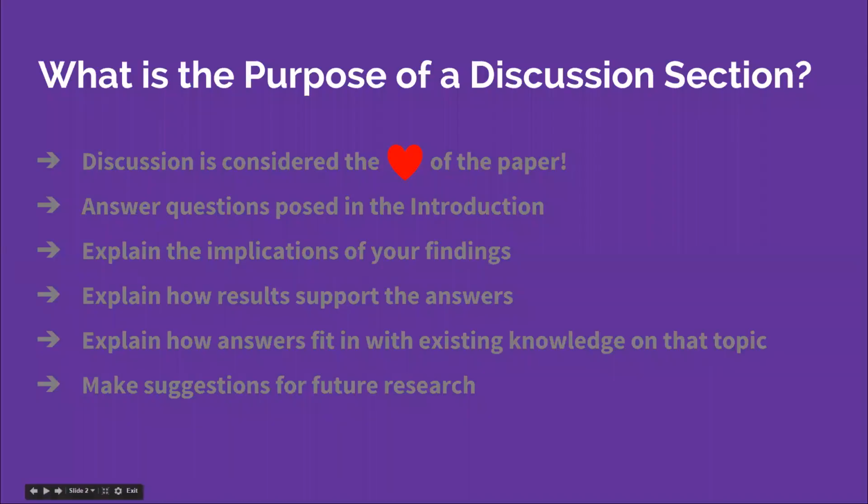What is the purpose of the discussion section? It is considered to be the heart of the paper. Often, you will restate the question or purpose of the study. You will explain the implications of your findings by explaining what your results mean and what contribution your paper makes to the field of study.